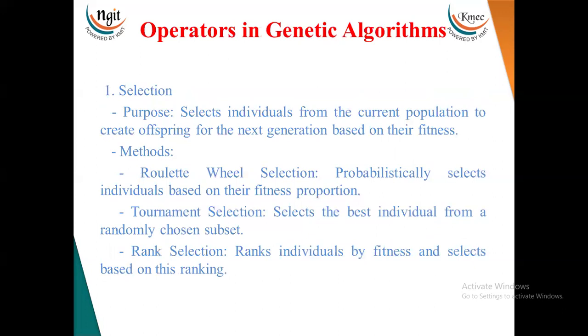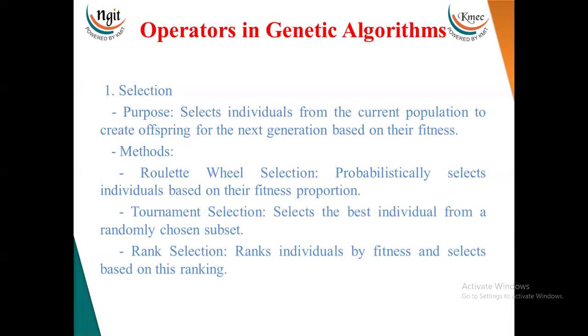For the operators, the basic operators in the genetic algorithm start with selection. The first purpose is to select from the existing population. The methods are, first, roulette wheel selection. It will select according to fitness proportion, how fit each one is. I'll calculate the fitness for all the values, and those with the higher fitness values will be selected. Tournament selection will select the best individual from a randomly chosen group. I won't calculate any fitness value. I'll just pick some random values, and from those I'll choose the best.